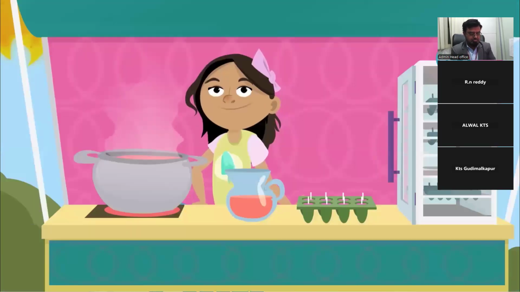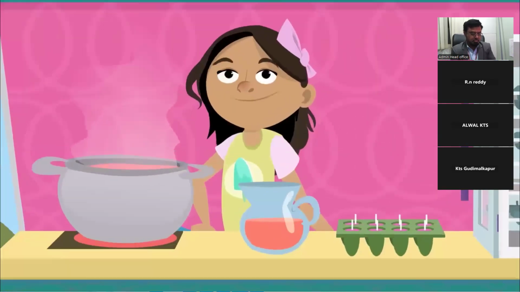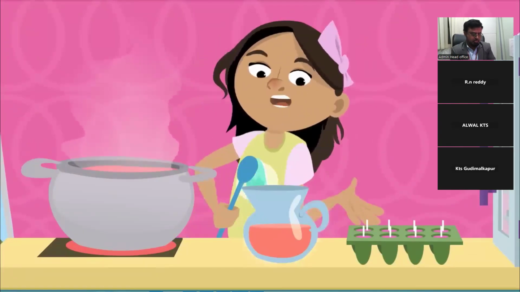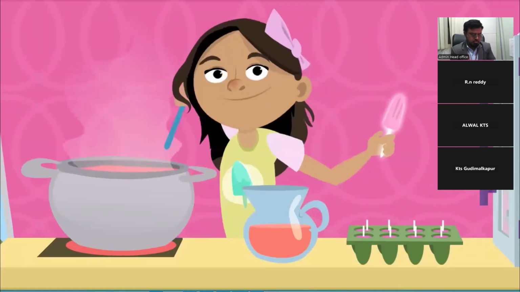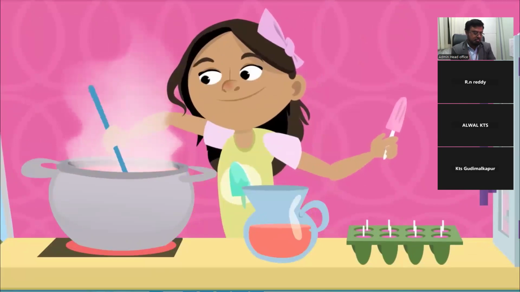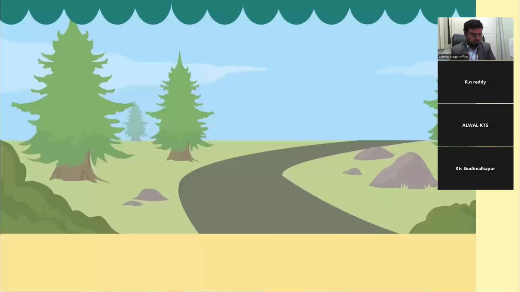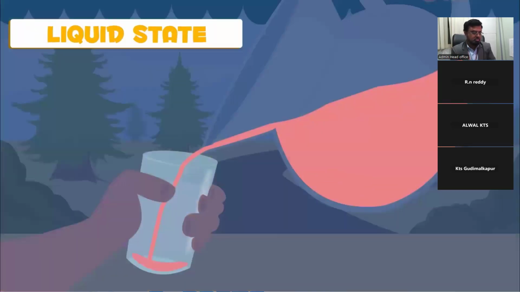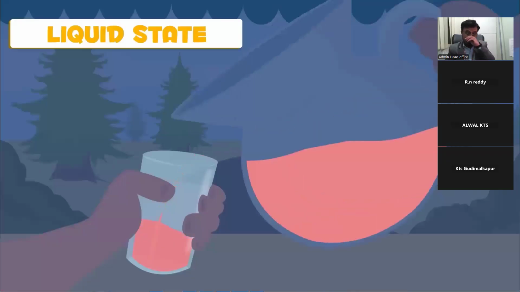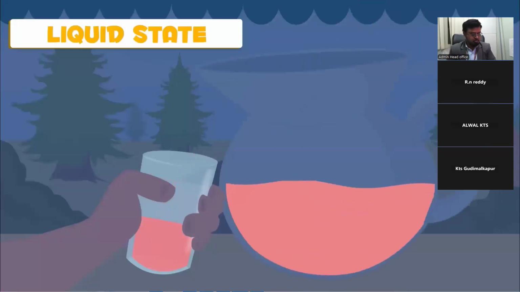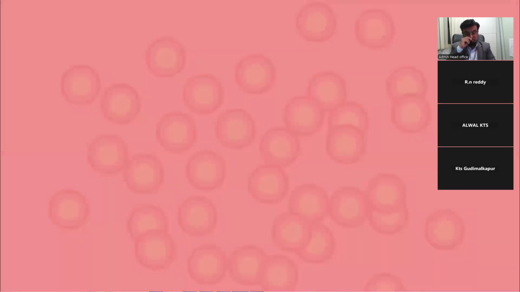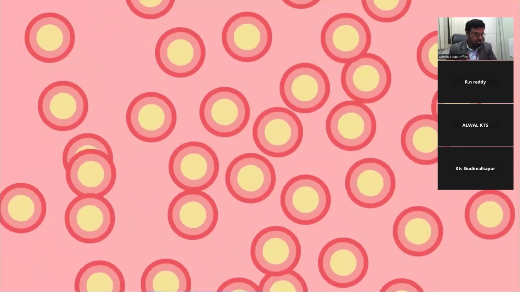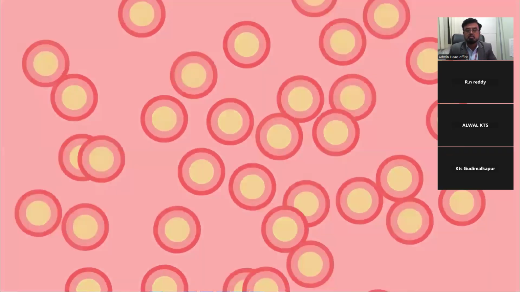Matter, the substance all things are made of, exists in 3 states: liquid, like this strawberry juice, solid, like this popsicle, and gas, like the water vapor coming out of this pot. Everything we drink is in its liquid state. Matter, in its liquid state, takes on the shape of the container and its volume always stays the same. Particles are separated and can move freely. Can you see how they're moving? They look like they're dancing.